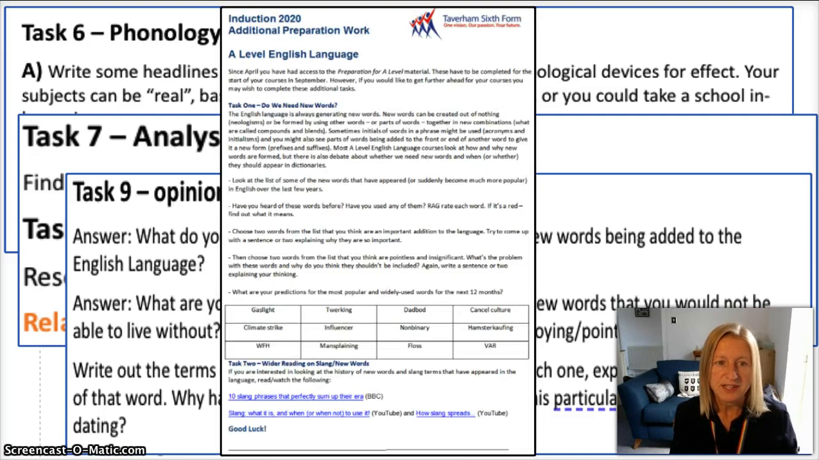And then we set some additional preparation work where I got you to consider some new words. These are appearing all the time in our language, especially words such as lockdown, which obviously isn't a new word necessarily, but has come into use much more regularly over the last few months. So it's really interesting because language is always evolving, the course always changes, the texts that we look at change, because there are new things coming out on a daily basis.